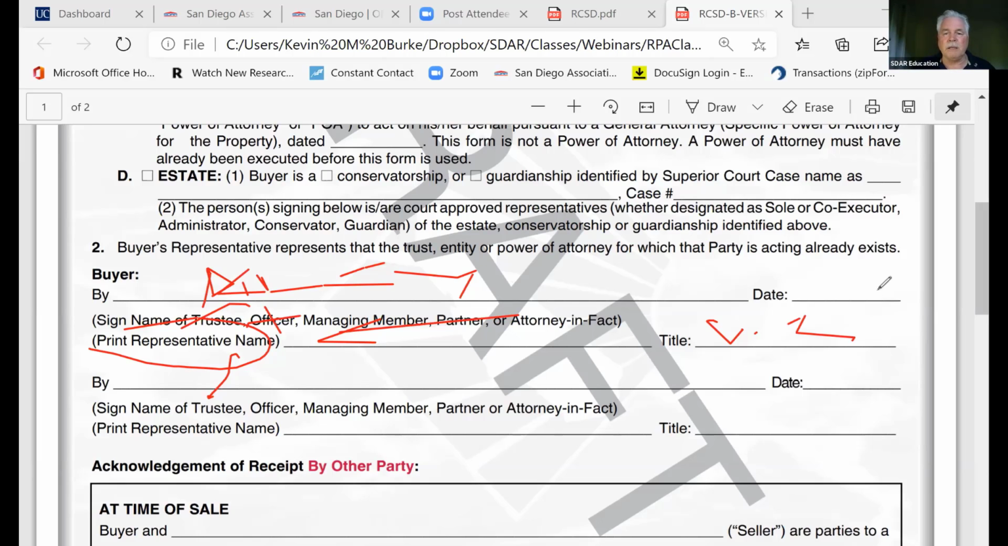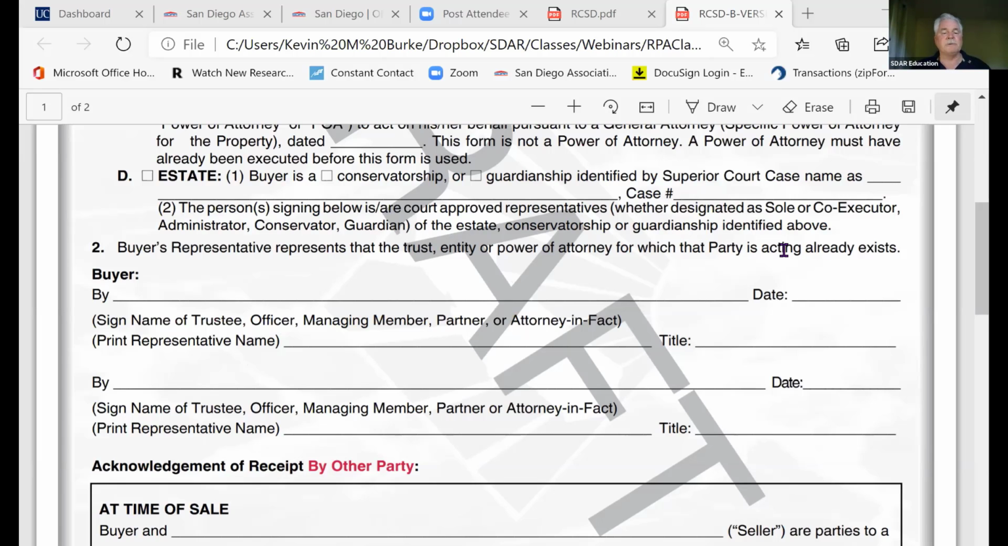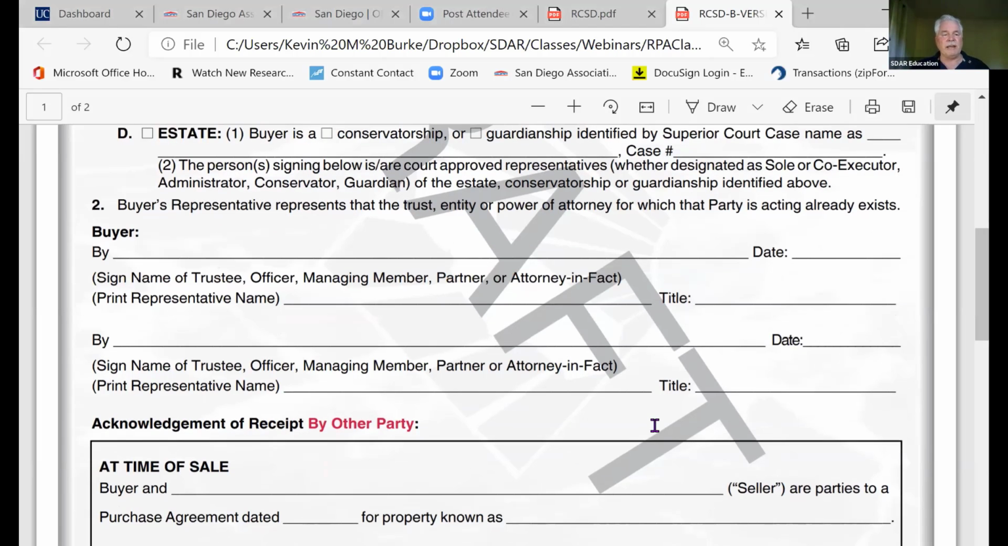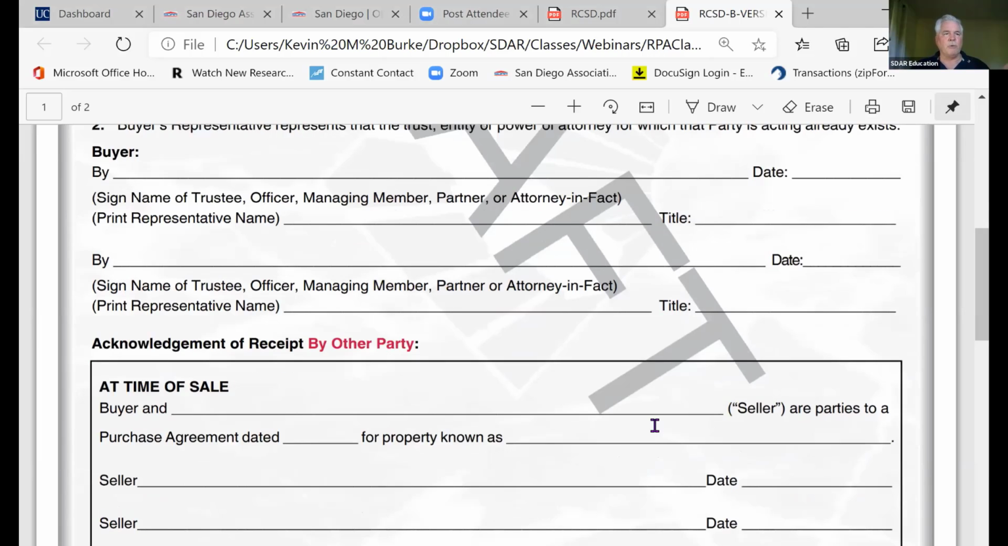Okay, let me clear a little bit of this up. I'm having internet issues. I think it's the computer. Sorry, folks. So acknowledgement of receipt, that's what it used to say. Now it says by other party, because we want the seller to know that this individual signing this document is signing on behalf of the entity. Again, you're going to have some documentation you're going to have to give them.